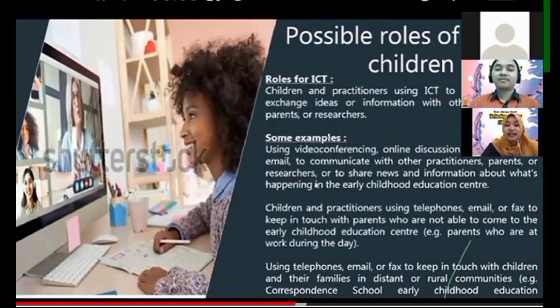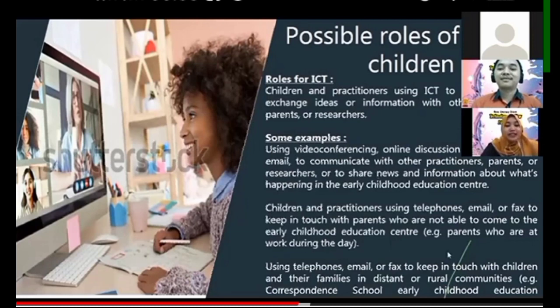This is the last example from me, the possible roles of ICT for children. Children and practitioners use ICT to communicate or exchange ideas or information with other practitioners, parents, or researchers. Some example activities that we can conduct, for example, using video conference like today. We are using the Zoom platform, online discussion communities, or email to communicate with other practitioners, parents, or researchers, or to share news and information about what's happening in the early childhood education center.